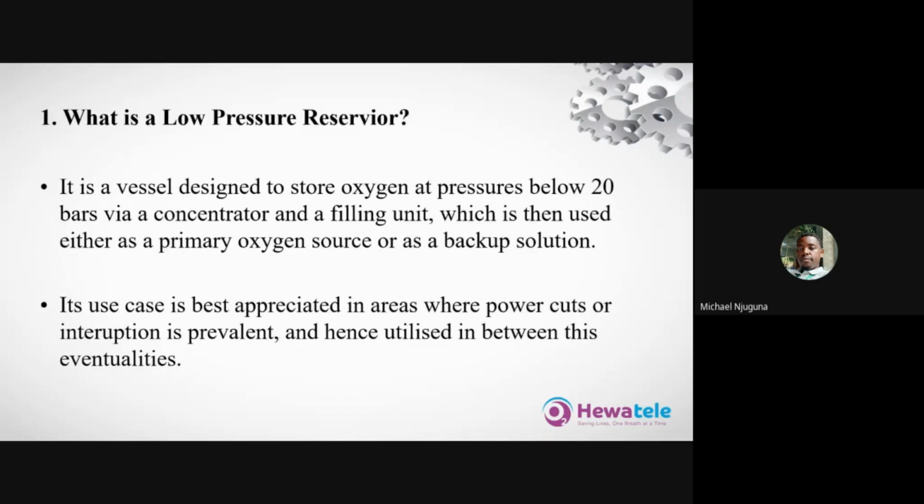So what is a low pressure reservoir? It is a vessel designed to store oxygen at pressures below 20 bars via a concentrator and a filling unit, which is then used either as a primary oxygen source or as a backup solution. This is one way of how to describe a low pressure reservoir. We have also noticed that its use case is best appreciated in areas where power cuts or interruption of power is prevalent, and hence utilized in between these eventualities.